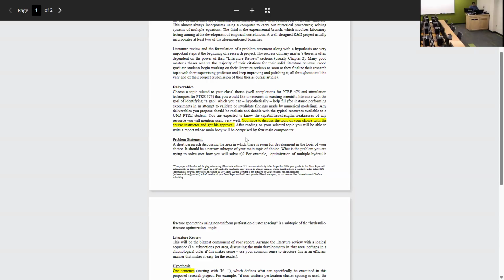After reading on your selected topic, you will be able to write a report whose main body would be comprised of 4 main components. First is the problem statement, a short paragraph discussing the area in which there is room for development in the topic of your choice. It should be a narrow subtopic of your main topic of choice. Don't give me a paper.